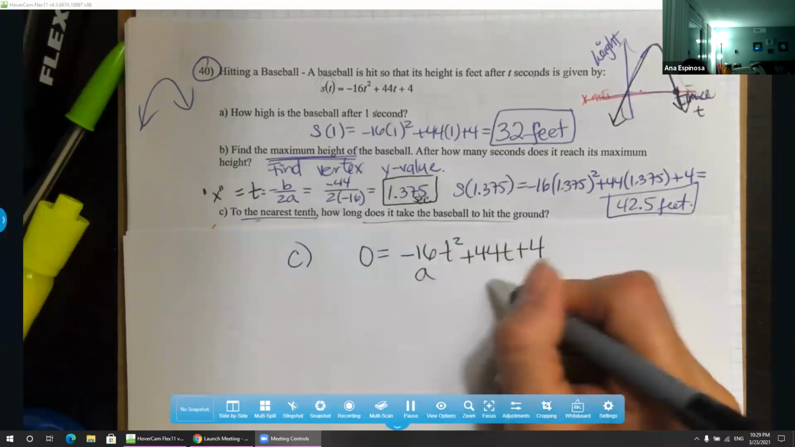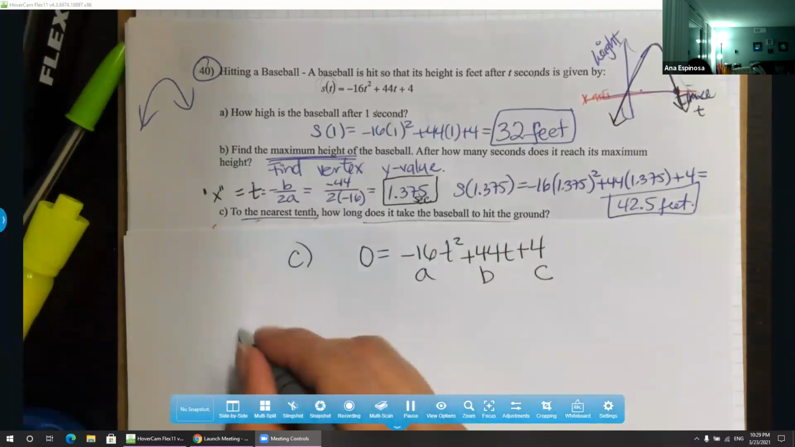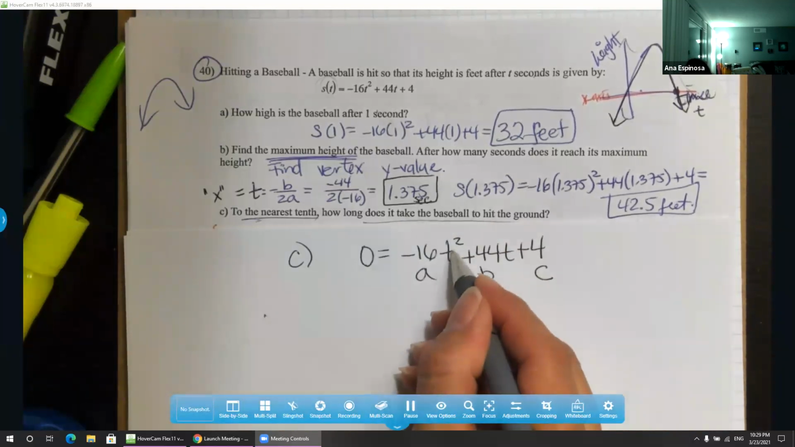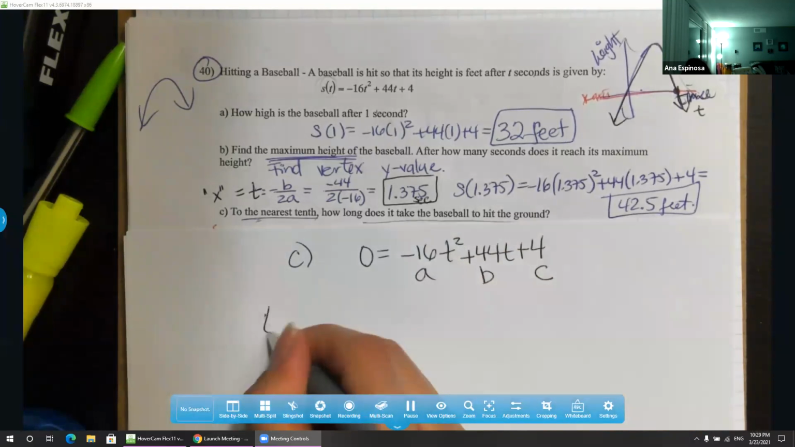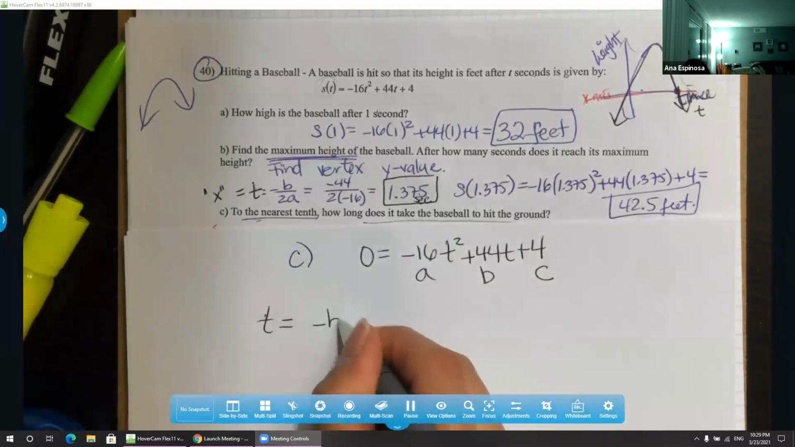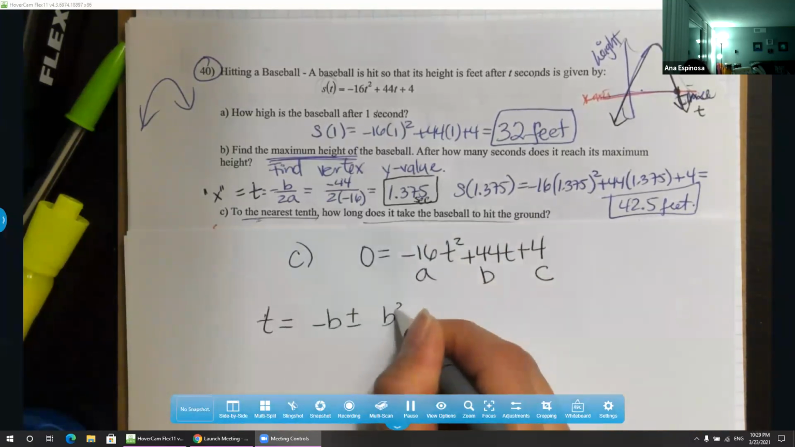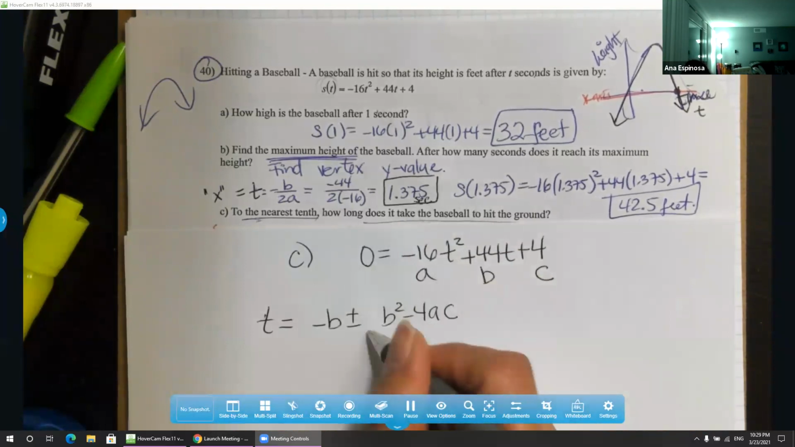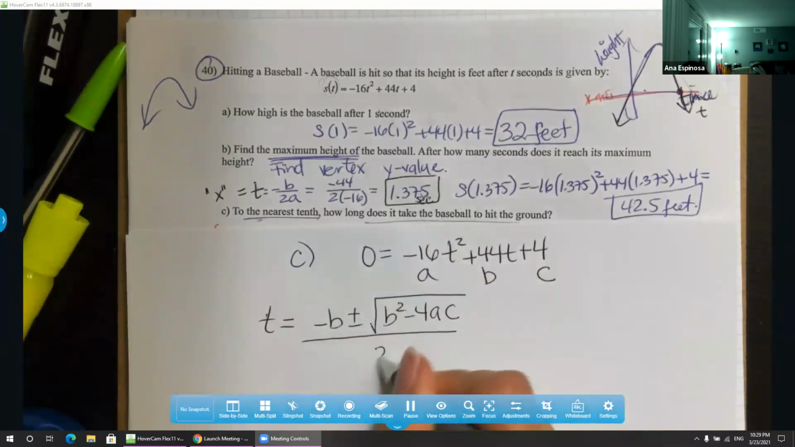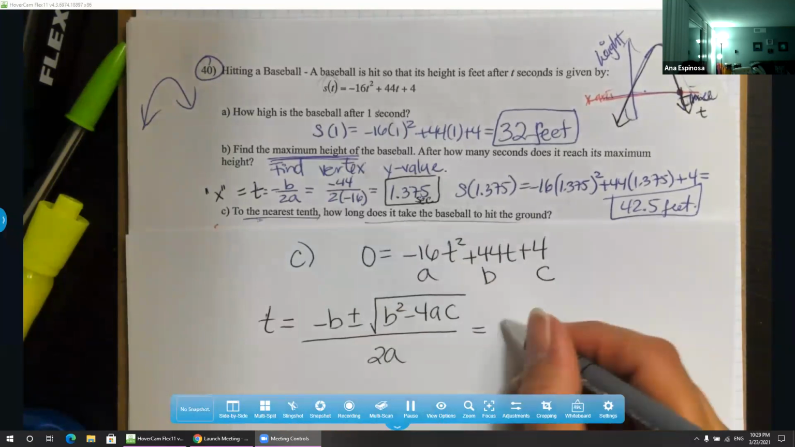Okay, so this is A, this is B, this is C. My quadratic equation, instead of using the letter X, I have to use the letter T. Opposite of B plus or minus the square root of B squared minus 4AC, all over 2A. And now I'm going to plug in.